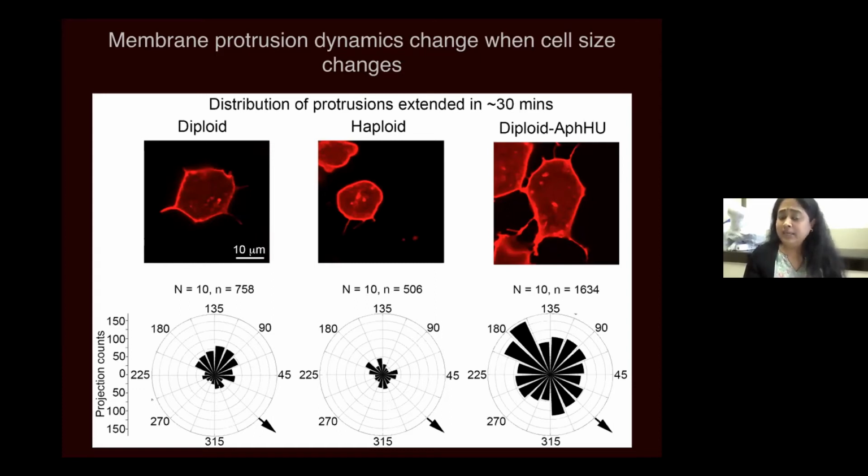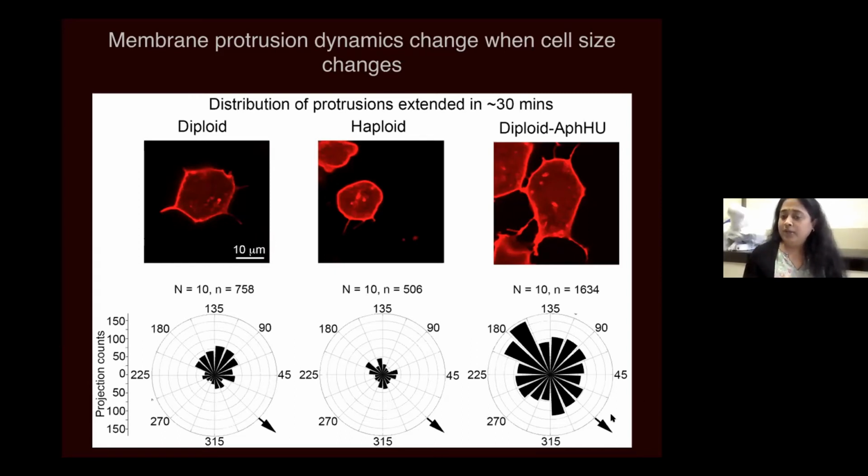You will see that in a normal condition, diploid cells tend to extend protrusions that go away from the direction of migration. Okay. We'll come back to why this is problematic a bit later, but this is what we see. In haploid cells, when the cell sizes are smaller, the protrusions are sort of all over the place. There is no preferential direction in which there is an absence of protrusion, which could aid in movement.